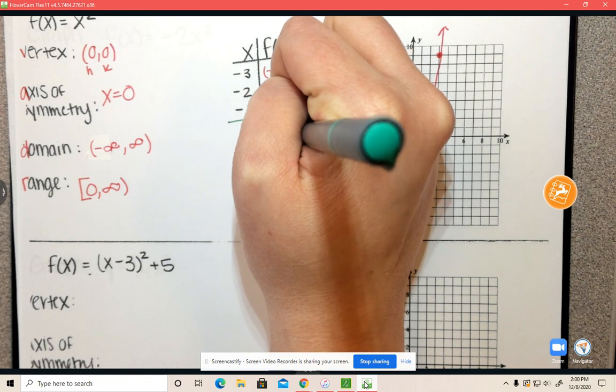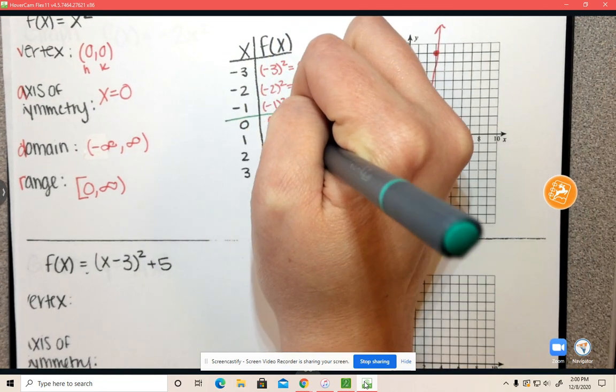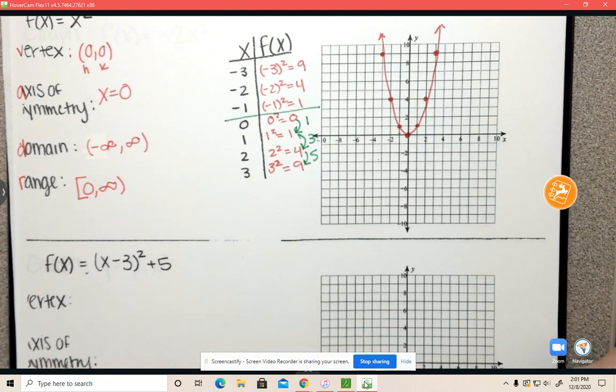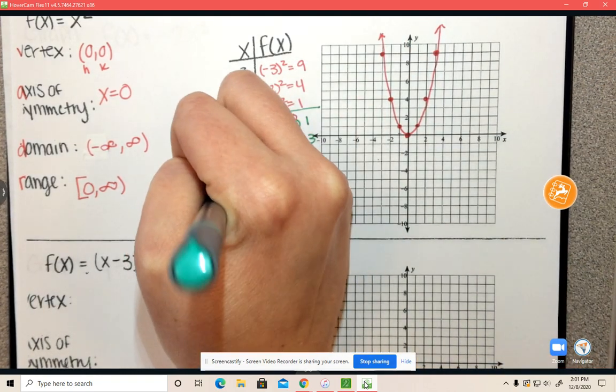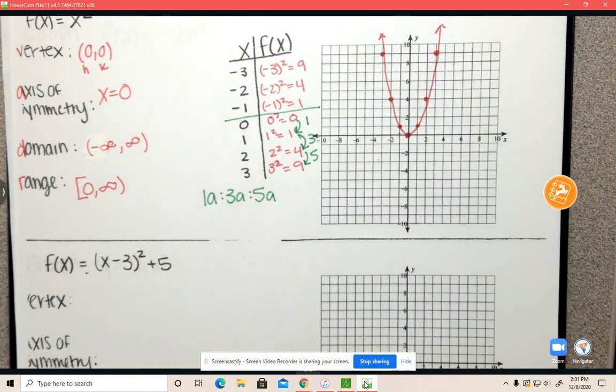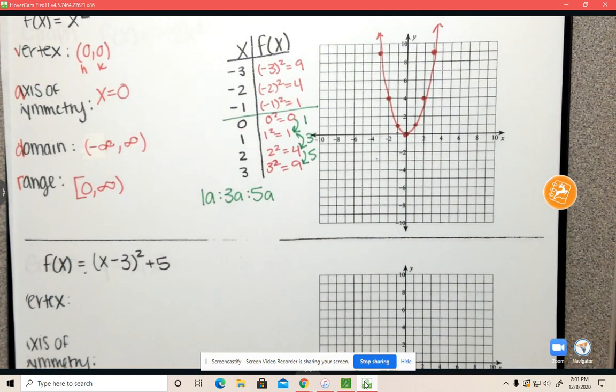If you go from 0 to 1, you go up 1. 1 to 4, you go up 3. 4 to 9, you go up 5. So we're going to look at something called 1A, 3A, 5A. And that's what we can use to graph.